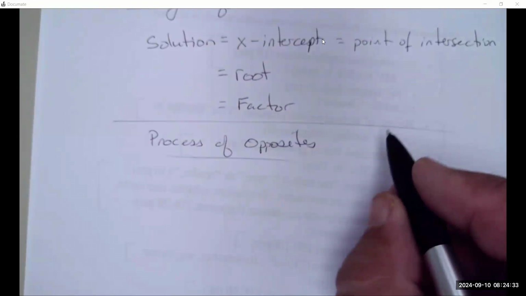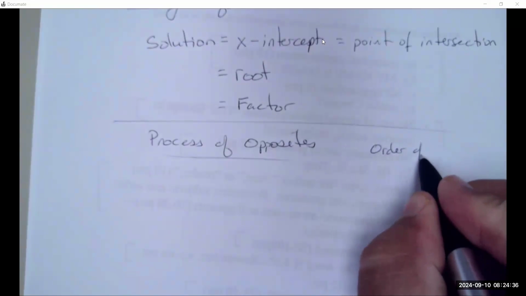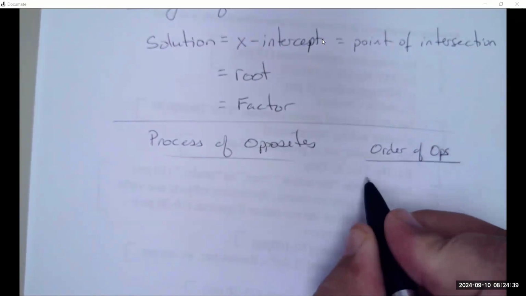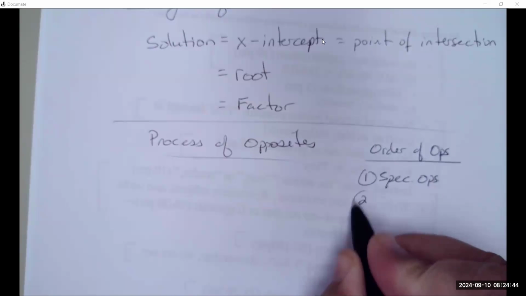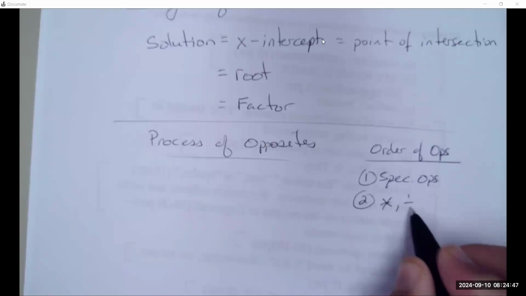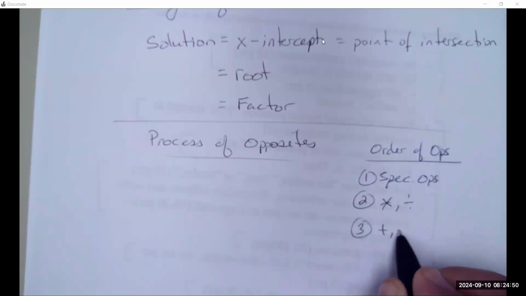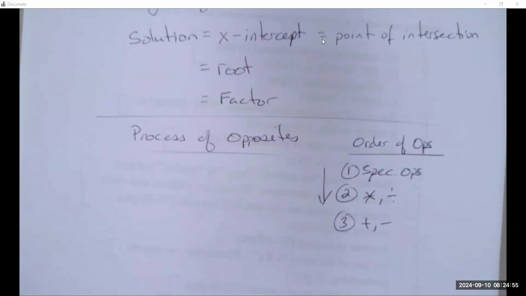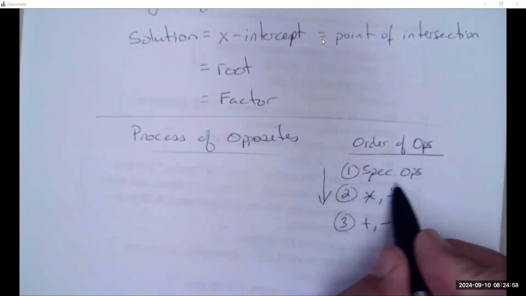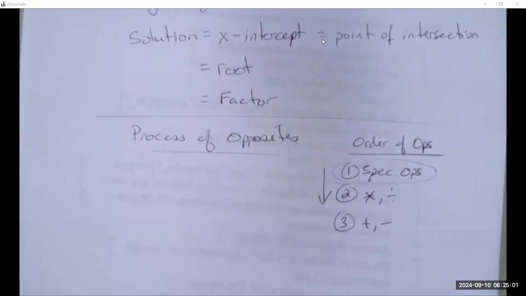Well, the order of operations goes from special operations to multiplication, division, to addition, subtraction. It goes top down. Special operations always have to get done first because that separates the numbers. When you solve them, you get rid of the plus and minuses first. Then you get rid of anything that's multiplied, divided. And then you solve.